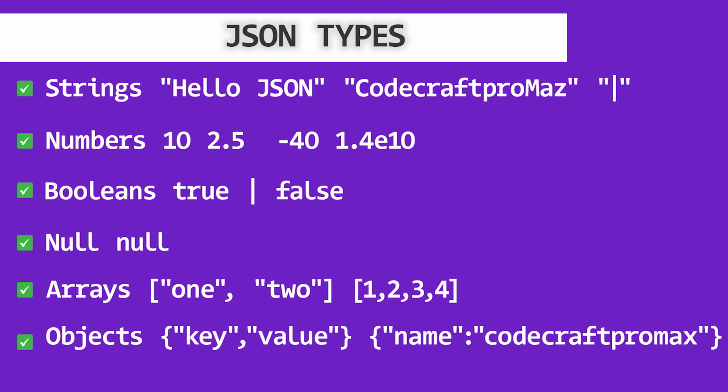JSON data types. JSON supports a few core types: string, number, Boolean (true/false), null, array, and object. Most of the time, your top-level JSON will be either an object or an array, because a single string or number alone isn't very useful in a file.